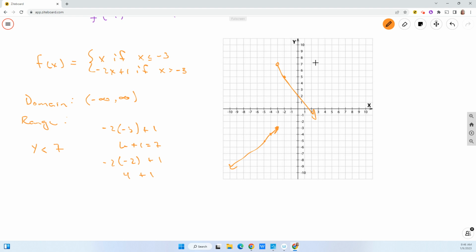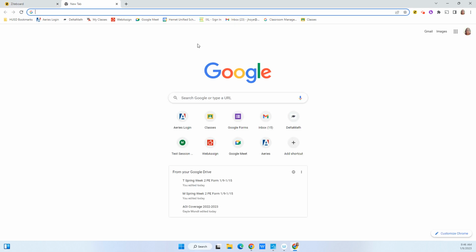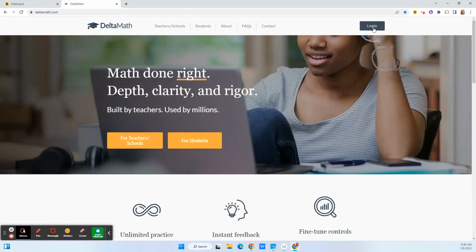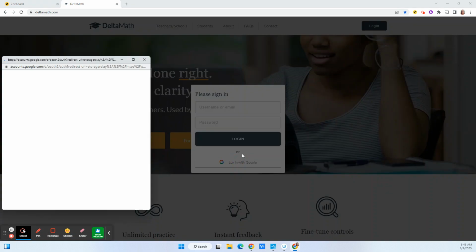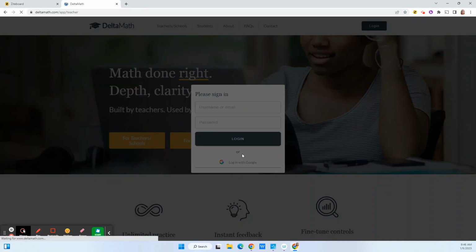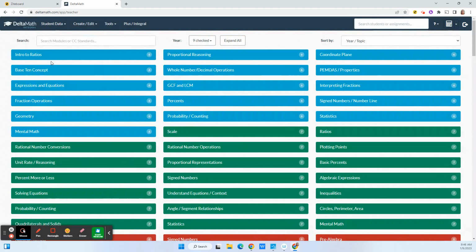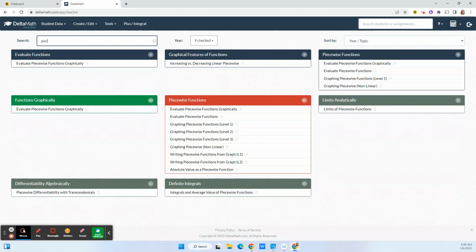I'm not going to show you more examples on paper because I would rather show you an example or two in Delta Math, because that's where you're going to be doing your assignment, just so that you can see how to graph them. And then I will let you go. So let me open up Delta Math. I should have opened this before class, but we are doing the evaluating piecewise functions.